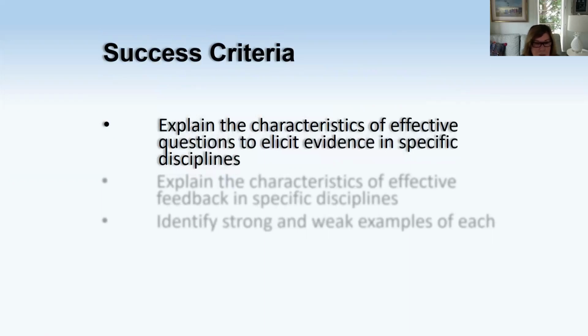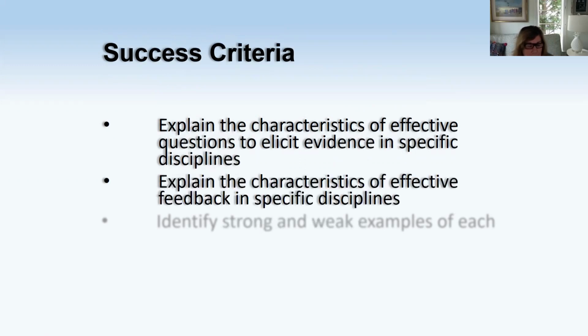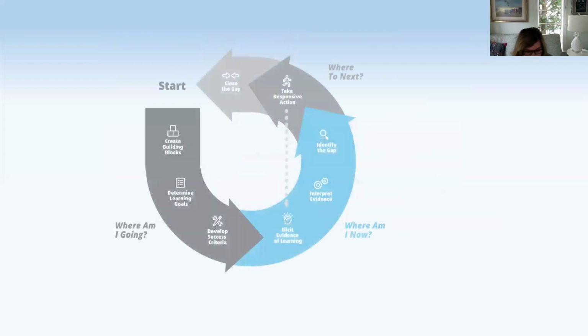So those are the two goals of the webinar, and then the success criteria are, first, that at the end of this you should be able to explain to a colleague the characteristics of effective questions that can elicit evidence, in this case in math and science. You should be able to explain the characteristics of effective feedback within the two disciplines of math and science, and then identify strong and weak examples of each. So that's going to be our focus, and in a sense it's an extension of what we focused on in our last face-to-face session.